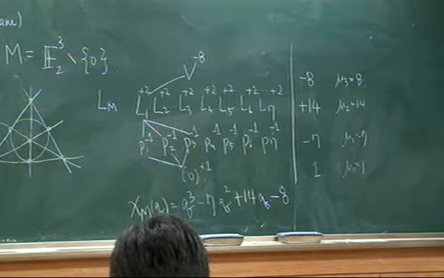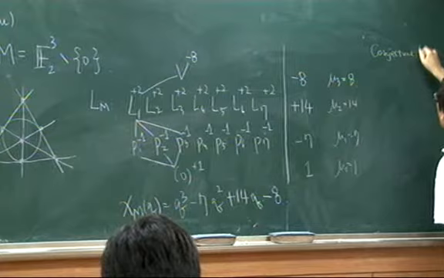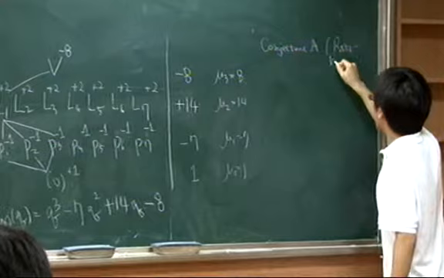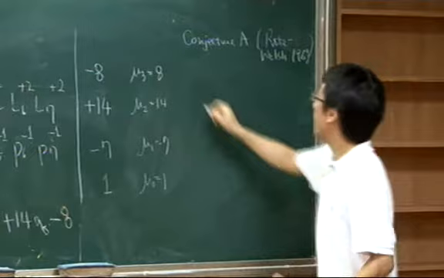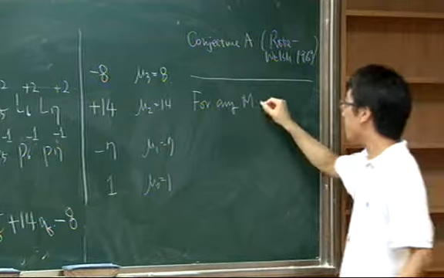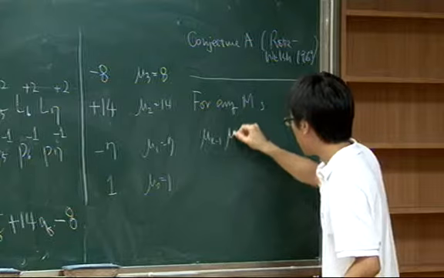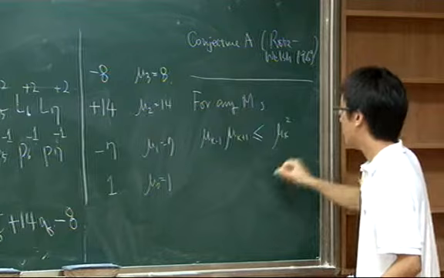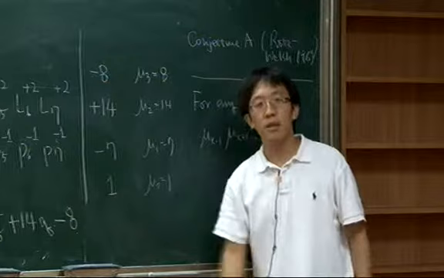Okay, our first conjecture, we'll call conjecture A, proposed by Rota and Welsh around 1970. This says that for any vector configuration M, or more generally for any matroid M, we have mu_{k-1} mu_{k+1} is less than or equal to mu_k squared. So in short, the numbers produced in this way, the coefficients of the chromatic polynomial, form a log-concave sequence.